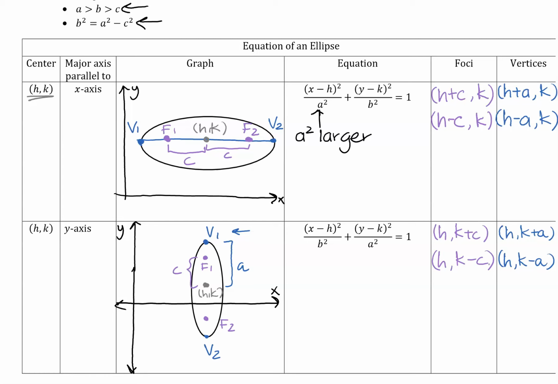Notice in the equation here, a squared is still larger. a squared is always the largest. That's what our third bullet point there tells us. Here, a squared is larger, and notice that a squared is under the term with the y variable. And so because the a is under the y, that tells us that the major axis is parallel to the y-axis, which we can see that it is. The major axis is this line here that I'm drawing in light blue that goes through the vertices, the center, and the foci, and that is parallel to the y-axis.